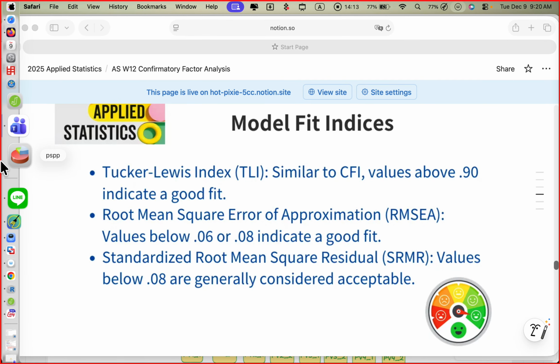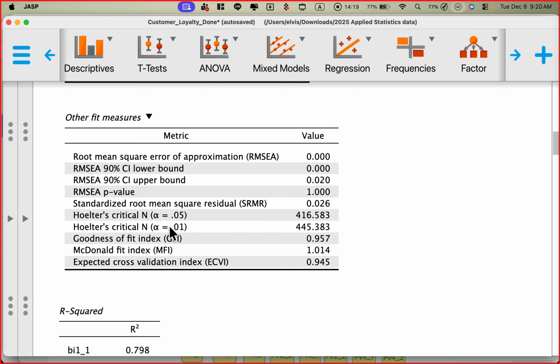Did you see that? Then you interpret it. That is your turn to interpret how well our model fits based on these fit measures.